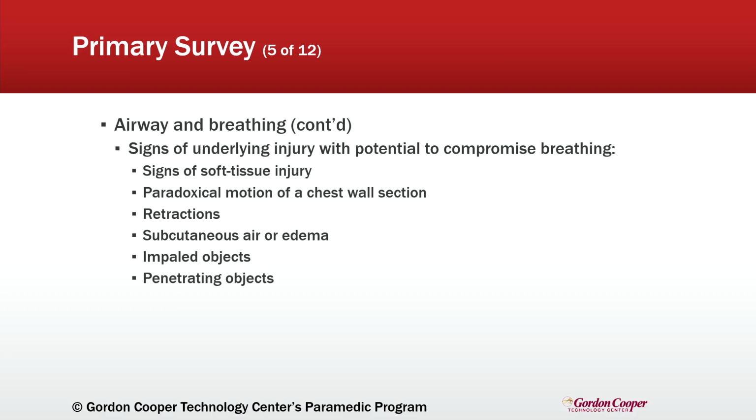So some of those might be soft tissue injury, so we want to look for those signs of trauma to the skin or underlying tissue. And then paradoxical motion. So we want to watch for sections of the chest wall that move inward during inhalation and then outward during exhalation. That indicates a potential flail chest.